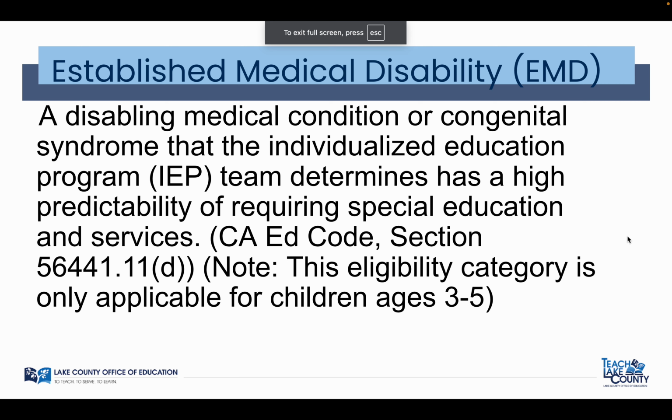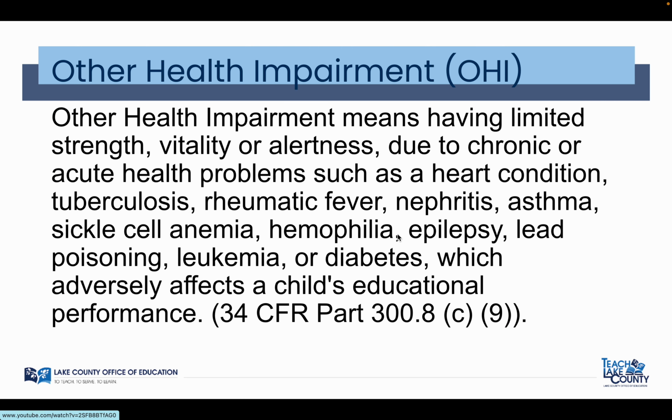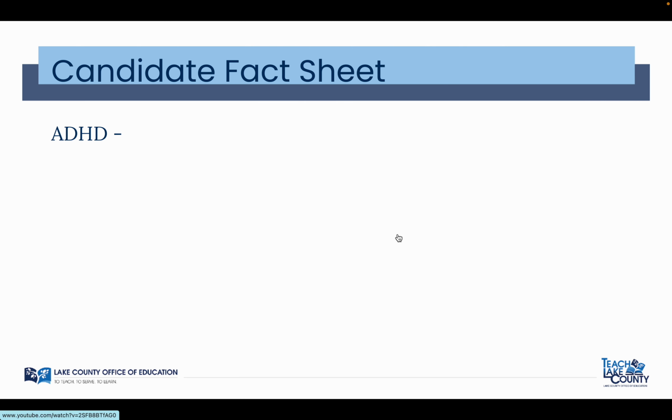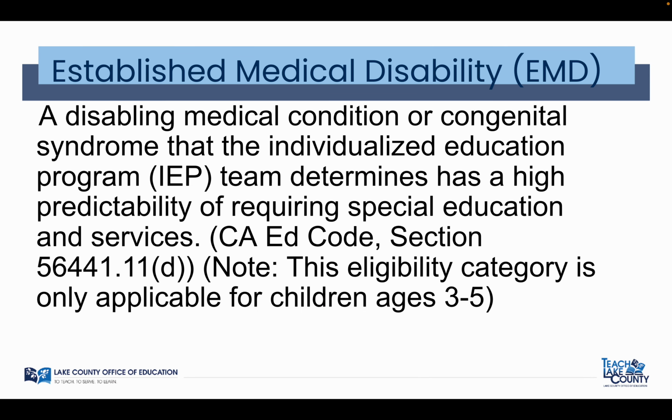EMD, Established Medical Disability. Oh, and then do I have a spot for OHI? Candidate fact sheet. So we do have the candidate fact sheet, so it probably does the candidate fact sheet. Then the ADHD is probably what I'll do. Established medical disability: a disabling medical condition or congenital syndrome that the individualized education program team determines has a high predictability of requiring special education and services. California Ed Code section, blah, blah, blah. Note this eligibility category is only applicable for children ages 3 to 5.